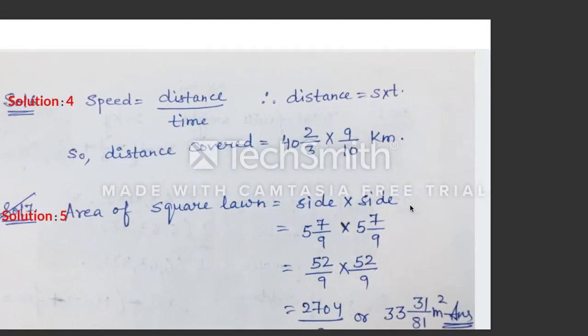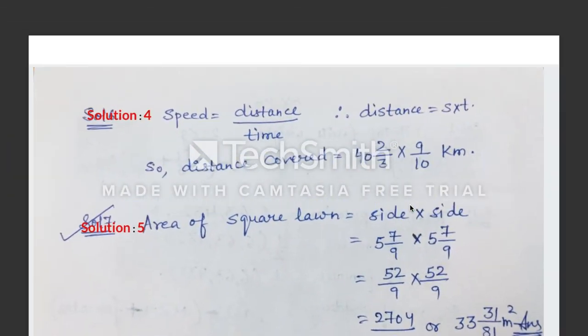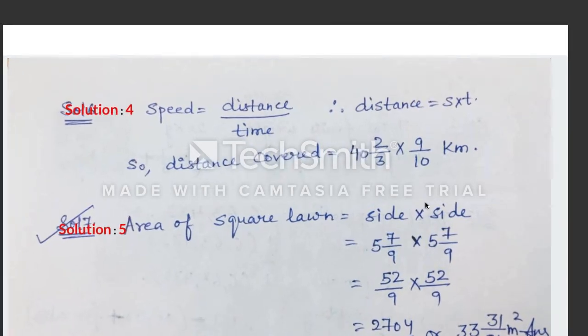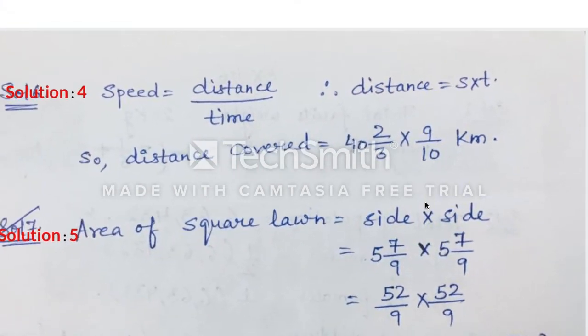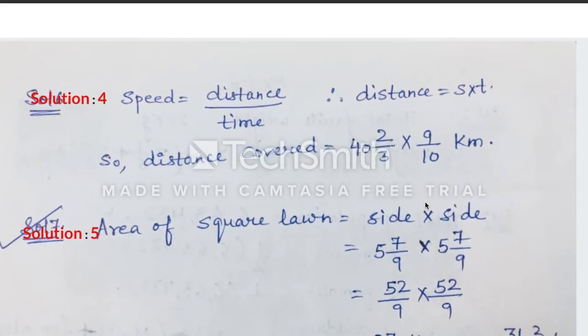Now the next question is question number 4. Pay attention, this is some sort of physics question also, because in physics we do speed, distance, time. Also in maths in class 6 and 7 you have used this formula. So let's see the question first. A car is moving at a speed of 42 by 3 km per hour. What is this 42 by 3 km per hour? It is the speed given.